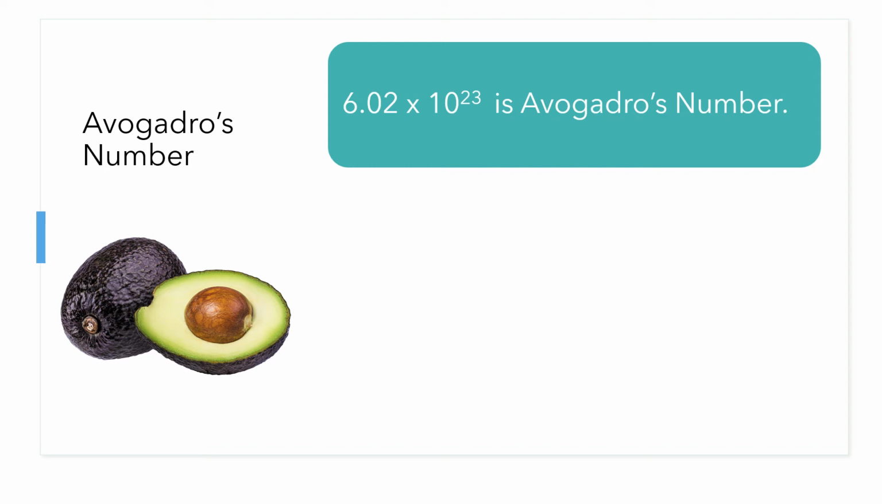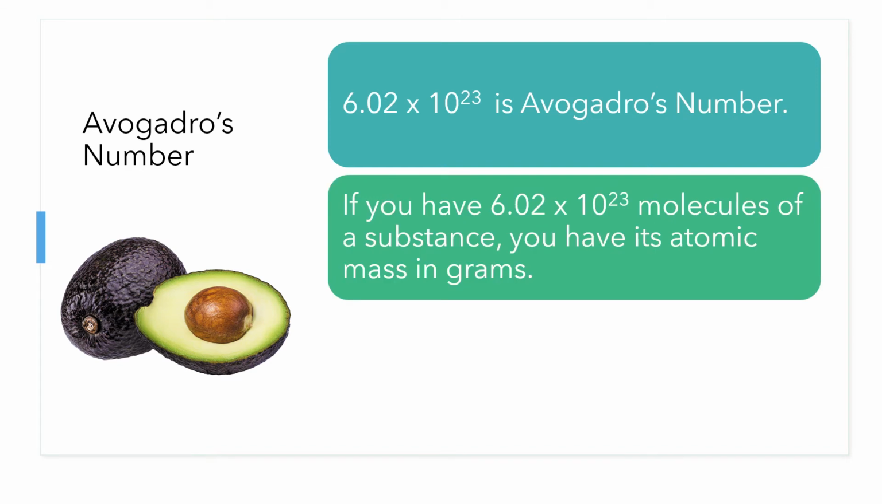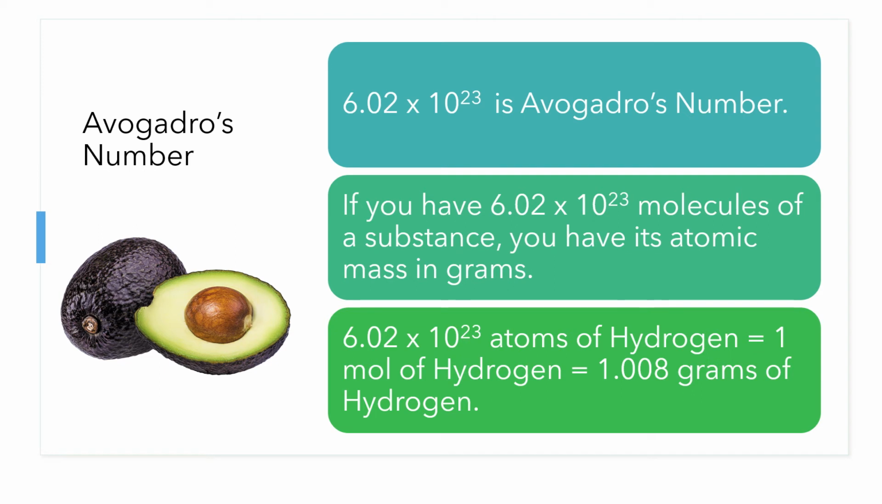Avogadro's number may seem obscenely large, and possibly even arbitrary, but is actually a very useful number for converting chemical units. The main reason is this. 1 mole of a substance will have its atomic mass in grams. That means that if you have 1 mole of hydrogen atoms, you'll have about 1.008 grams of hydrogen. As we'll see in the next video, this allows us to convert masses into moles or molecules so that we can do calculations with our chemical equations.